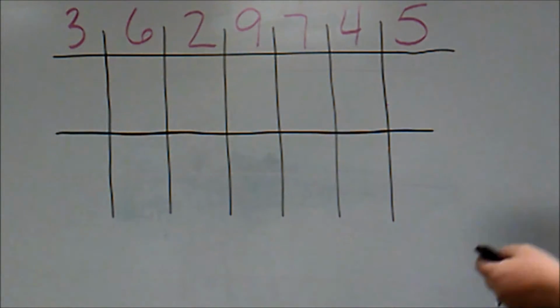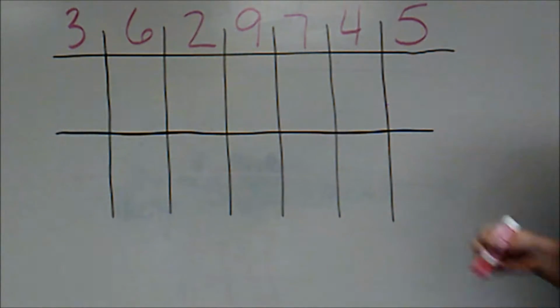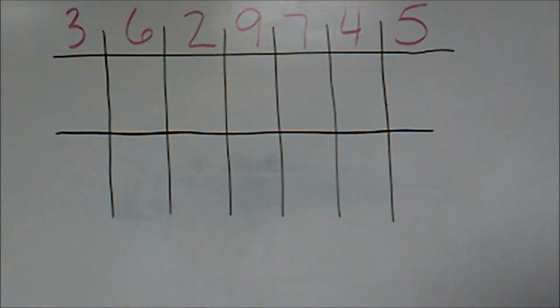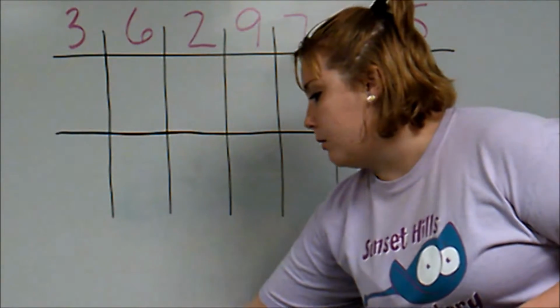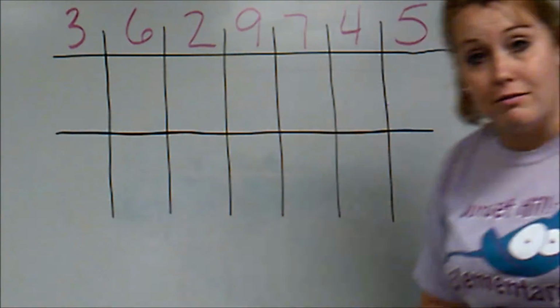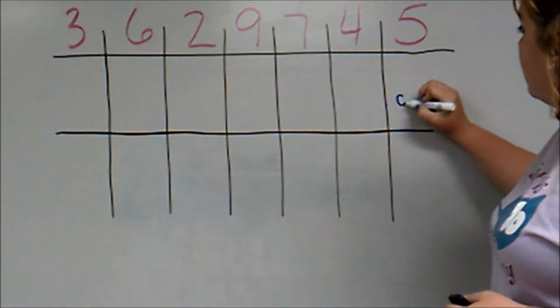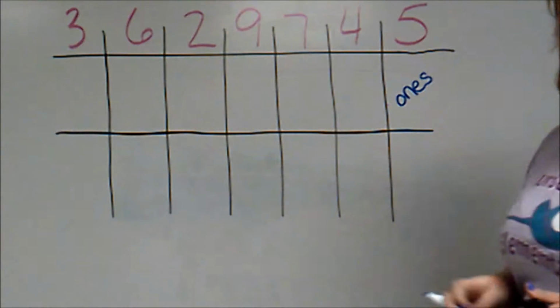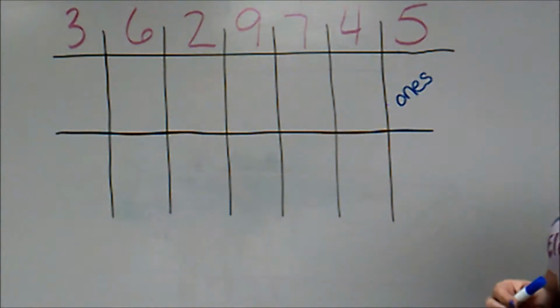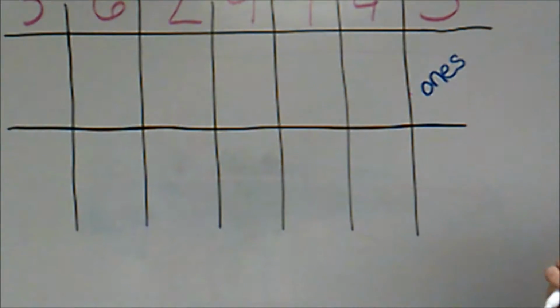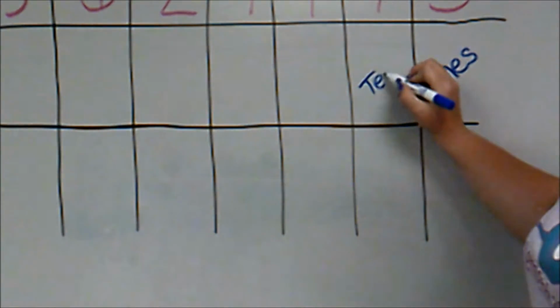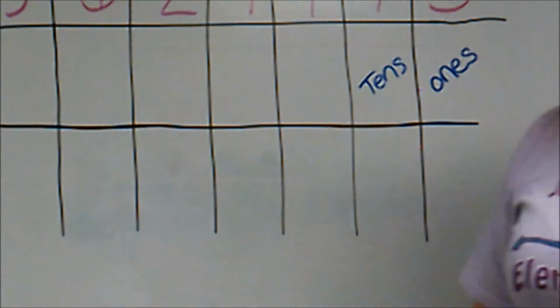Obviously, my 5 is in my ones place. So in this first box under here, I'm going to write the word form of that place value. Ones. My 4 is in my tens place. I'm going through these very quickly because we're in 5th grade, not in 2nd grade. If this was 2nd grade, I would go through them much slower. But I am hoping that at this point we know our ones, tens, hundreds, and thousands at the very least.